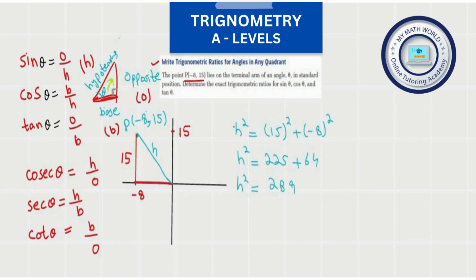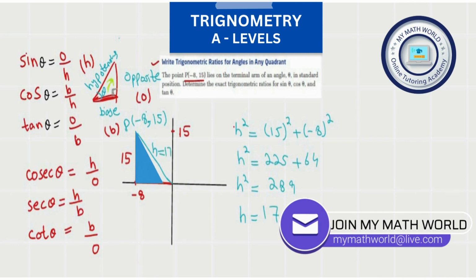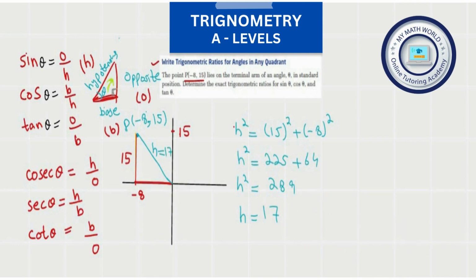Now we don't need the value of h square. We should have the value of h without any square. So let's apply the square root on both sides. After taking the square root, it would be 17. The value of h would be 17. So let's write the 17 on the diagram. Now we have the answer for all the sides.